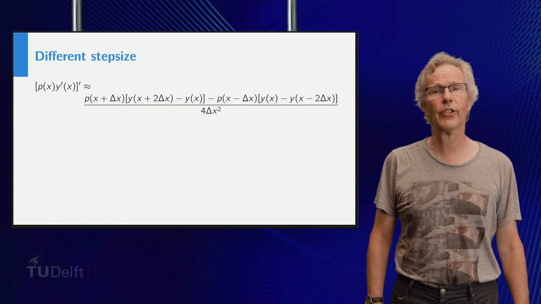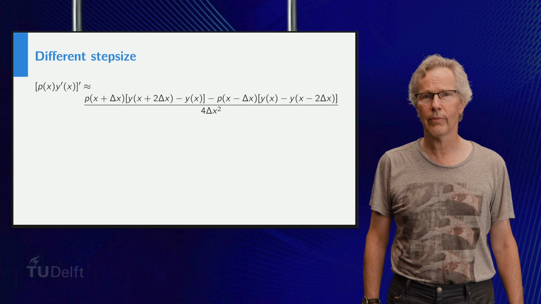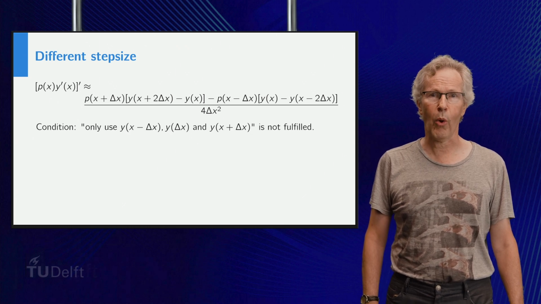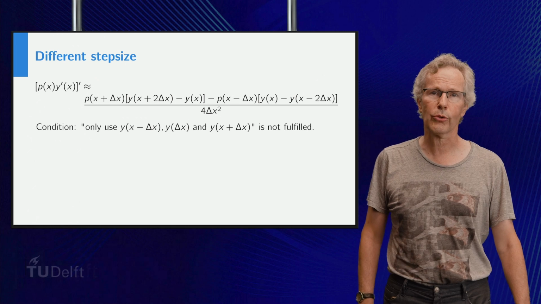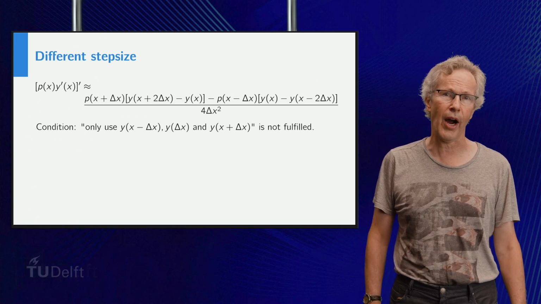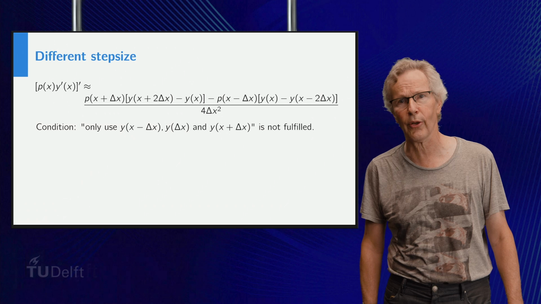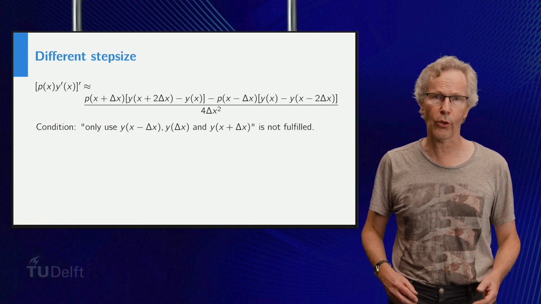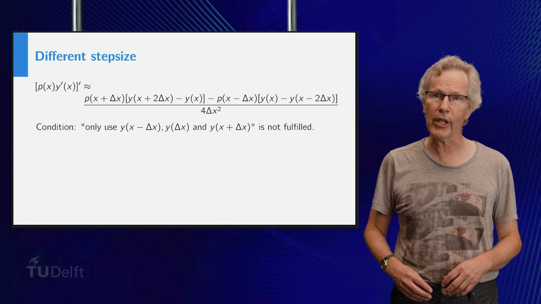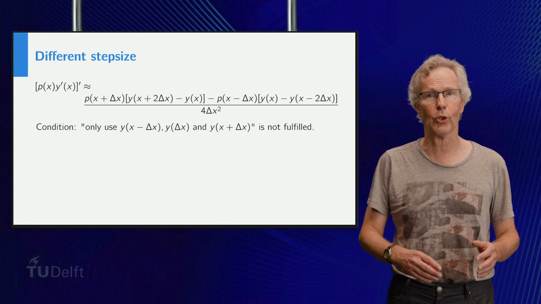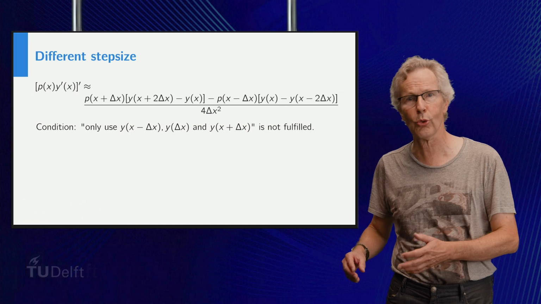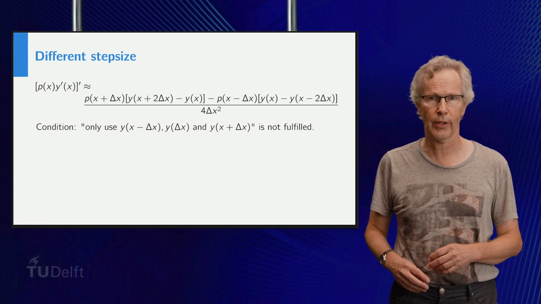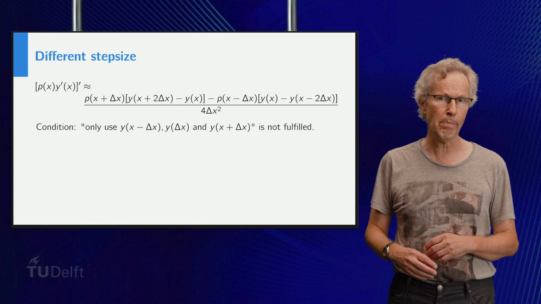Did we find the desired formula already? The answer is no. One of the conditions was to only use function y at locations x minus delta x, and x plus delta x. And that's not true anymore. Now we use y at location x, but also at x plus 2 times delta x, and at x minus 2 times delta x. How can we solve this problem?